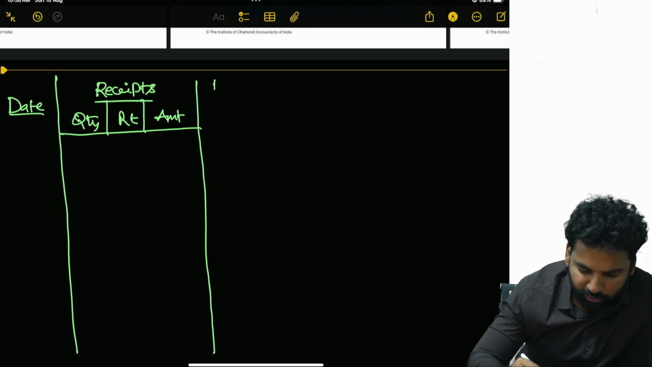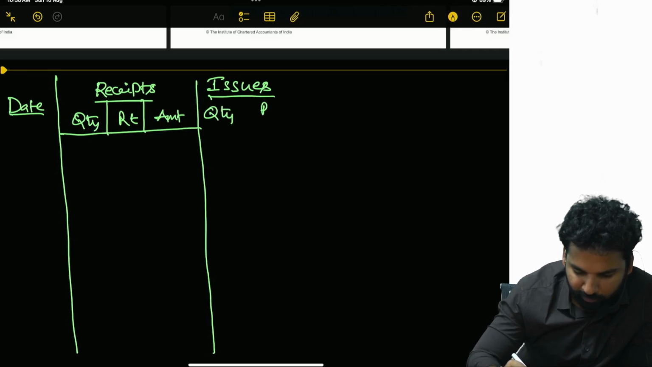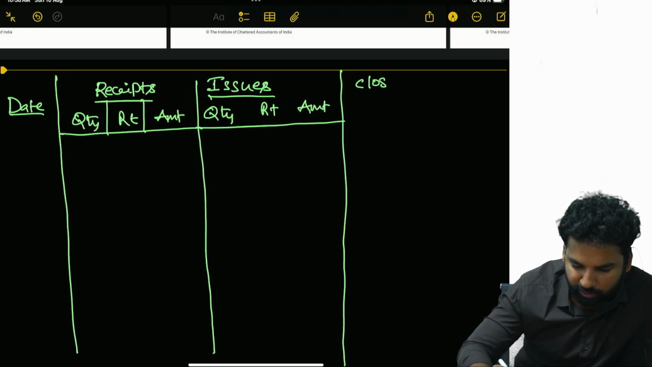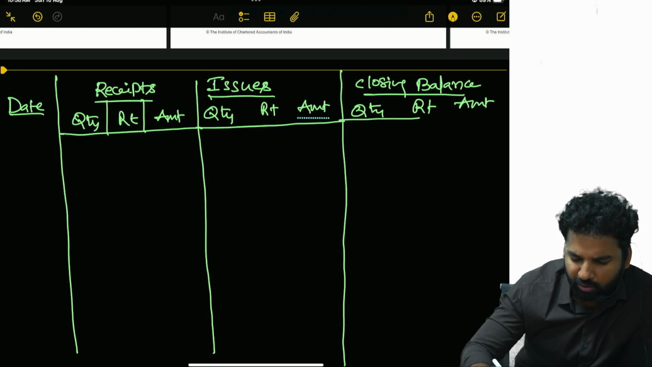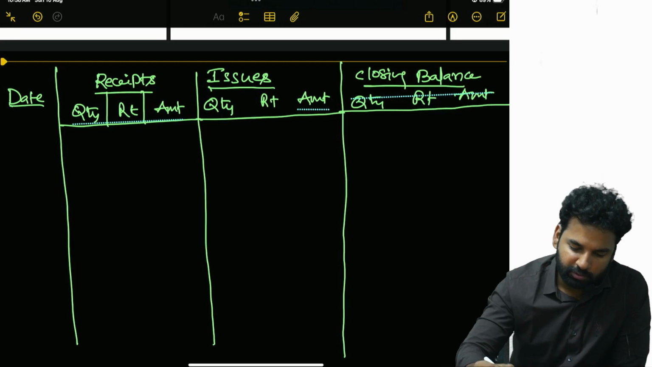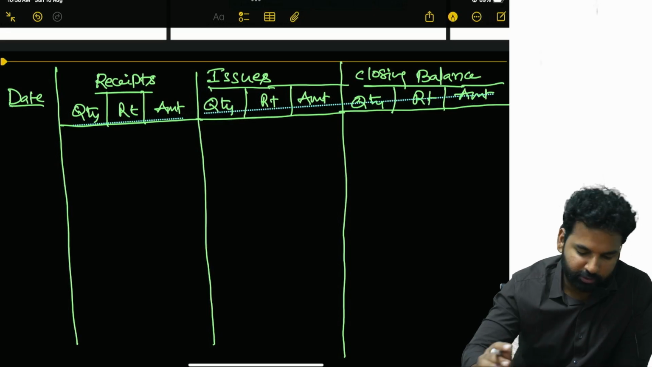Next, after receipts, issues. For issues also quantity, rate, amount. Lastly, closing balance: quantity, rate, amount. Same format for the valuation under any method. Even if you go for weighted average also, this format only.